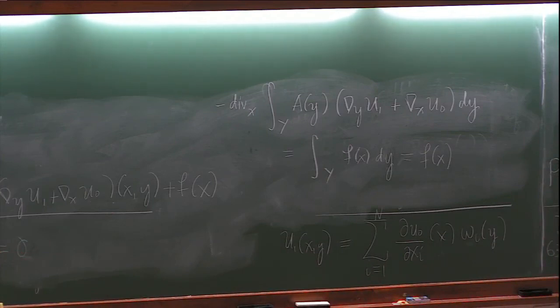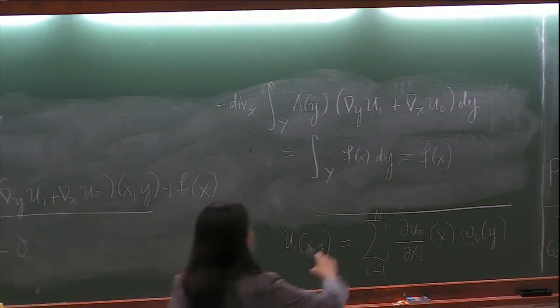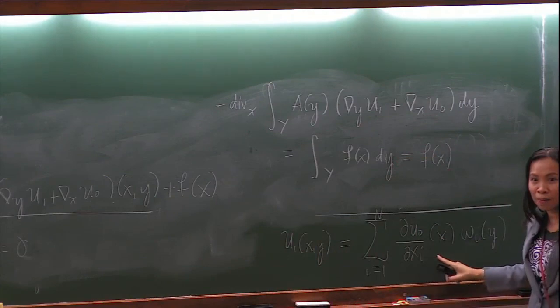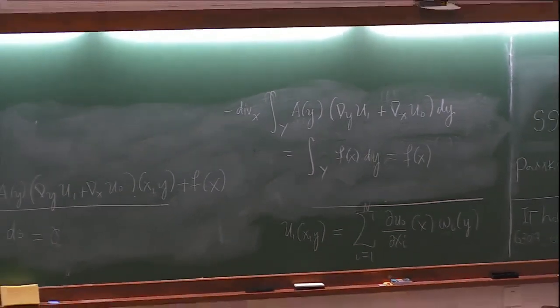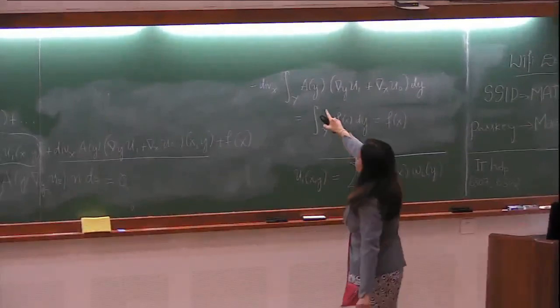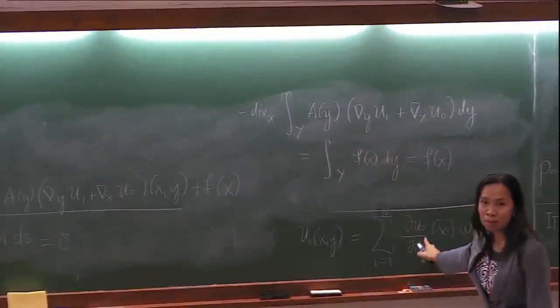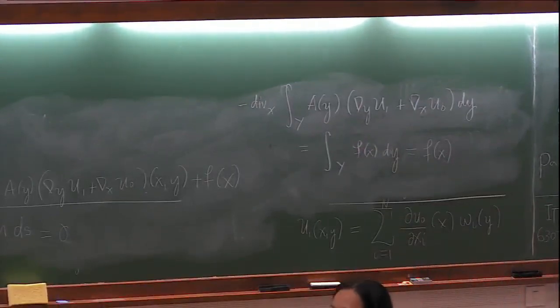So we can write it in this form: negative divergence of A star gradient x u0. You have gradient x u0 here, and you also have this expression here. A asterisk is the effective diffusion tensor, and it will be given by this formula, because you have A of y here, plus the summation coming from this one. You can do that easily by substitution. We can stop here, because later we will describe the effective diffusion tensor.